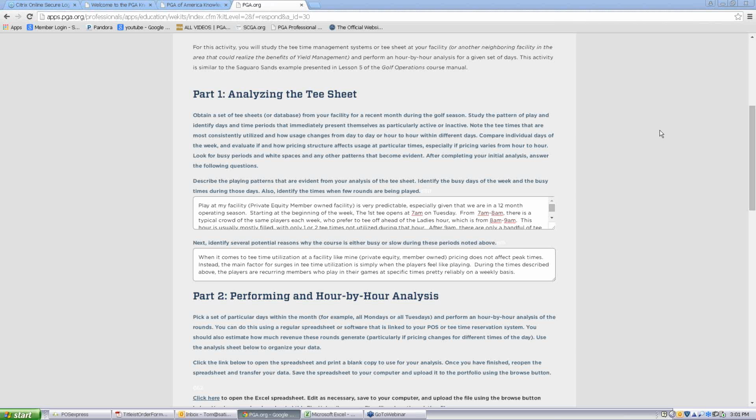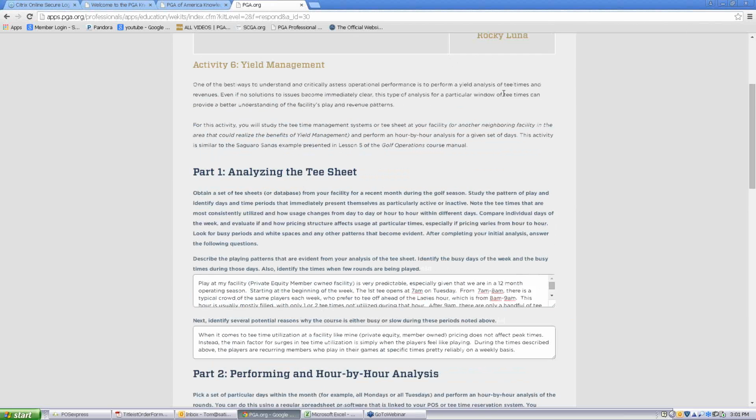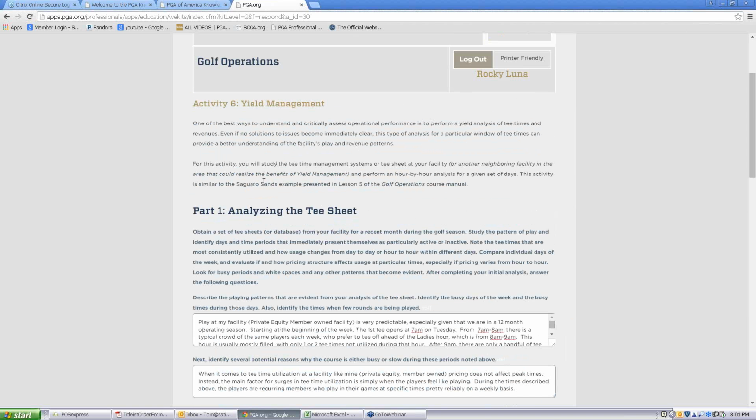Okay, this is LaunchPad 2, activity number 6, a week of April 2nd, 2015. And today, activity 6 is basically yield management. So we'll be talking about yield management today, and this being activity 6. And we'll go through this real quickly here.